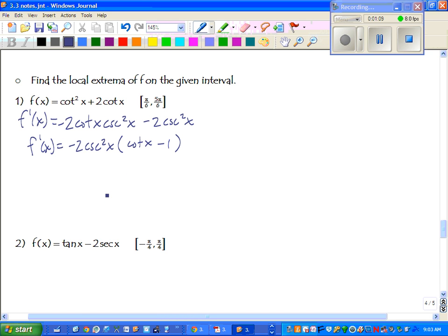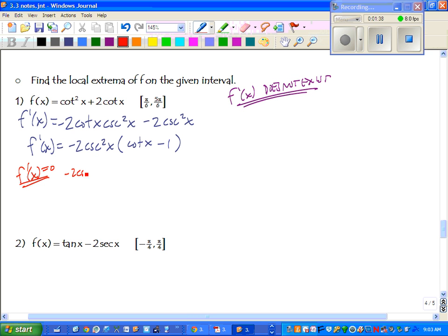Now remember, to find critical values, we need to find when the derivative is 0. Oops, first derivative, not the second. When's the derivative equal to 0? And we want to know when the derivative does not exist. We need to keep both of those in mind when we're finding critical values. So let's start off when it's 0.